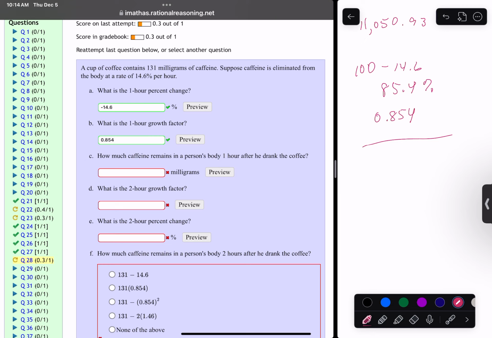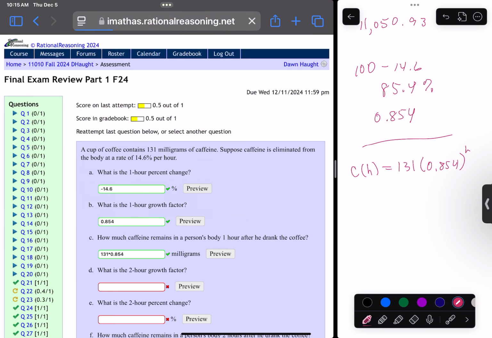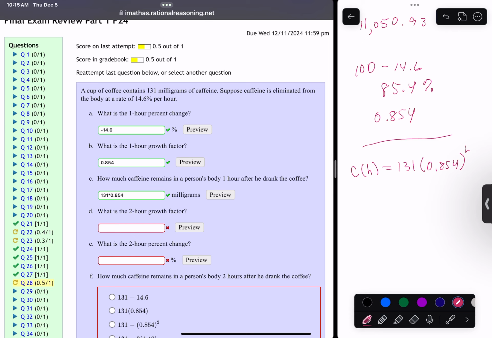So I'm just going to make a function. I'll call it caffeine, and then I'll call it hours. It's your starting times our 1 hour growth factor to a power of h. Okay, so 1 hour, you just do 131 times 0.854 to the first, or 131 times 0.854. And so it doesn't say to round, so you could probably just put in 131 times 0.854 if I subtracted right, which I think I did. Or you could probably, when they don't say round, I kind of just let them do the math.